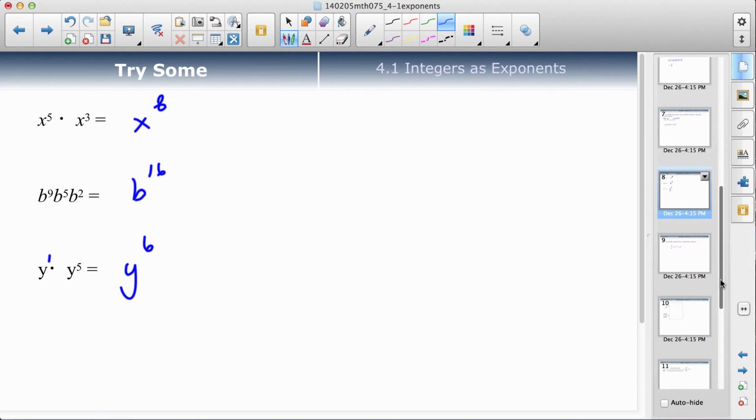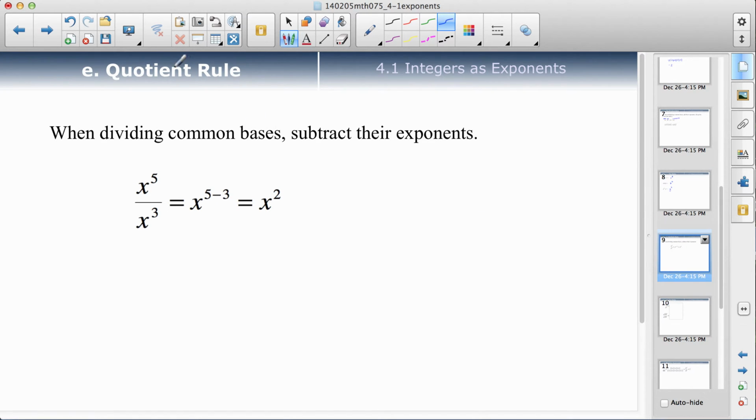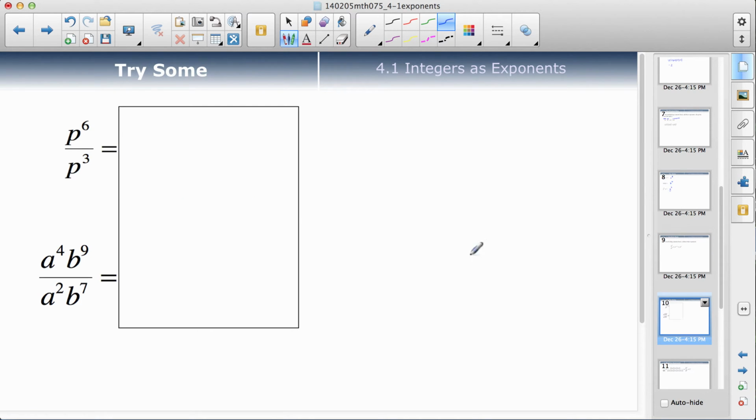So if there is a product rule, there's got to be a quotient rule. And that says if you're dividing common bases, here I'm dividing common bases, subtract their exponents. So 5 take away 3, x squared. Here's a couple to try. Again, press pause and press play when you're ready.